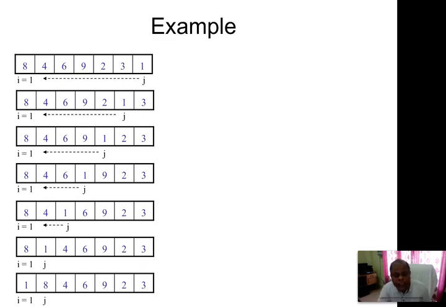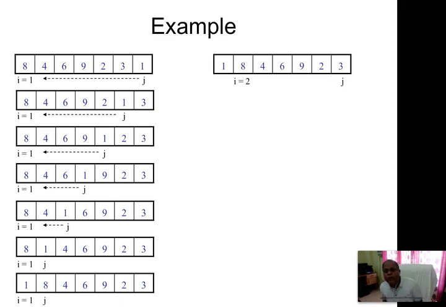Now in the second pass I will be 2, because in the first pass I was 1. Hence in this case, the first element is already there and it is sorted. Now in the second pass, with I equal to 2, again you have to compare the elements starting from the last index of the array to its previous element.